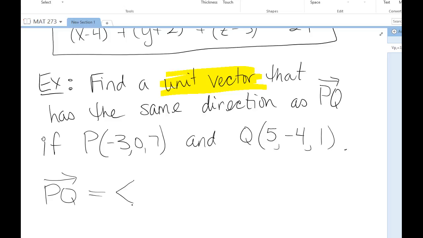There's one tricky one in the homework that said, here's point P, here's point Q, set up vector QP. So just be careful with that. That means Q is the initial, P is the terminal, and you're going to be doing the P minus the Q to get the component form.